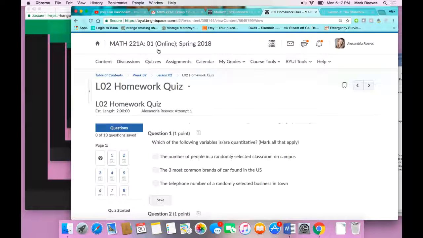Okay, so homework quiz. I've got everything. So which of the following is quantitative is the number of people? First one. So definitely the first one. What do you think about the second two?